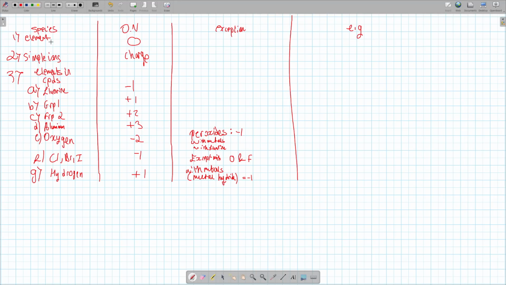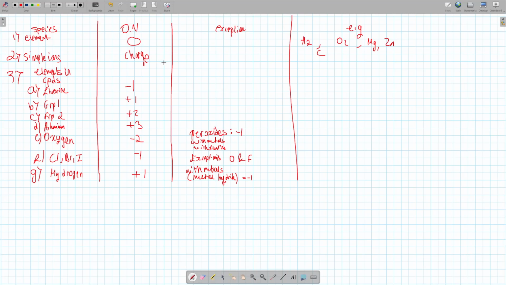We'll start with elements. The oxidation number of any element on its own is 0. No exceptions. Some examples would be like H2. Just hydrogen gas on its own would be 0. Oxygen gas would be 0 because, like, on its own. Magnesium would be 0. Zinc would be 0. Carbon would be 0. Whatever. On its own, it's always 0. Any element or compound on its own is 0.